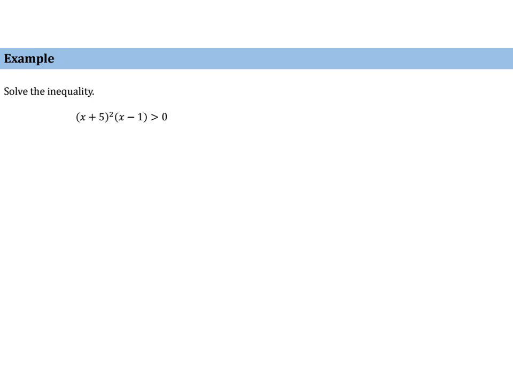So here we go. Let's go ahead and solve the corresponding equation of this polynomial inequality. So we're going to look at (x plus 5) quantity squared times (x minus 1) equals 0. So we get x equals negative 5 or positive 1. Let's draw a number line. So negative 5 and positive 1 can go on that number line.